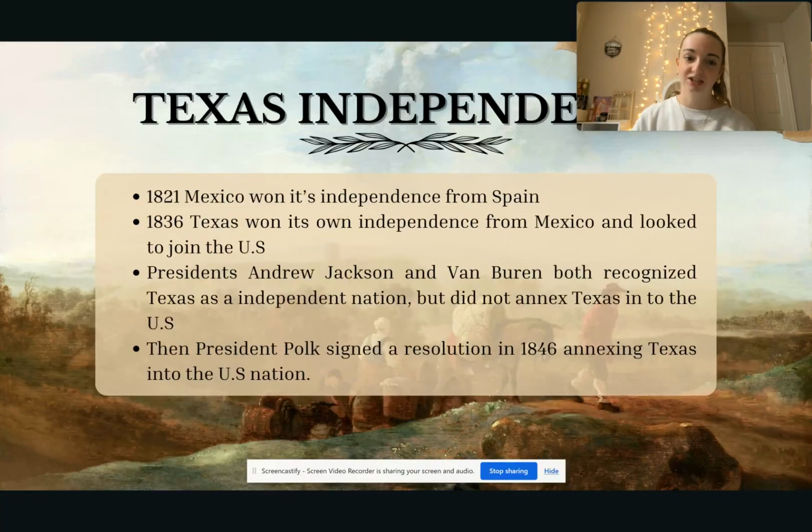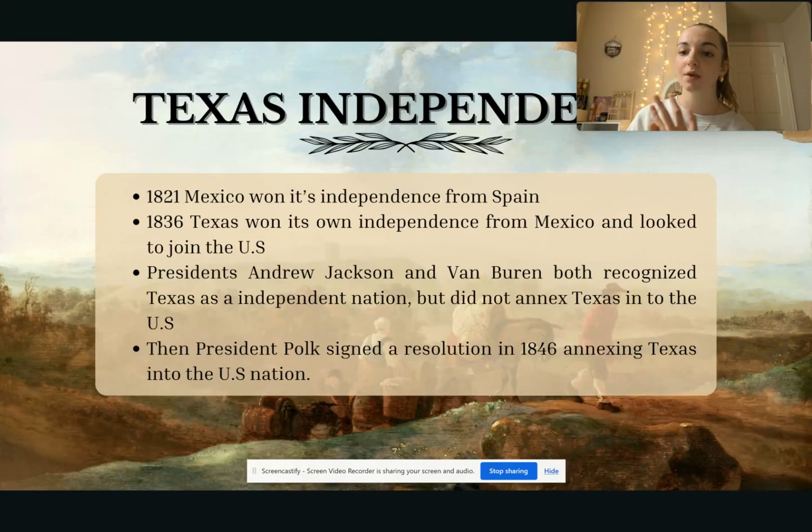Texas independence. So in 1821, Mexico won its independence from Spain. However, in the Texas region, there were still a lot of Anglo settlers. Like, there were more of them than there were Hispanic settlers. So then in 1836, Texas won its independence from Mexico and looked to join the U.S.